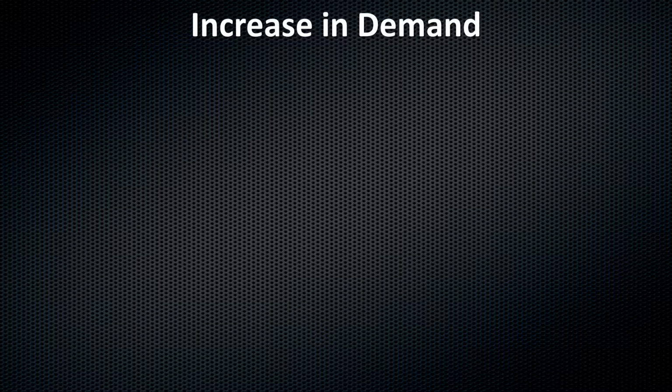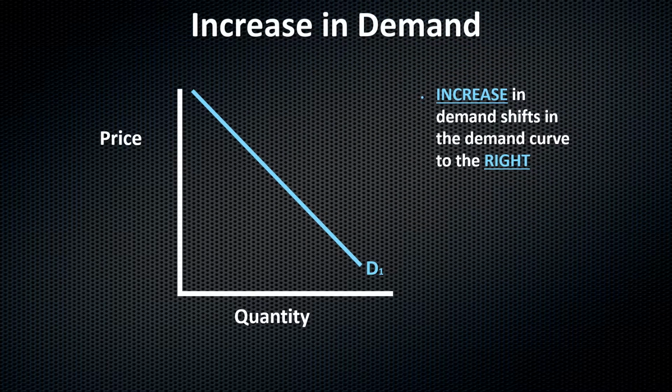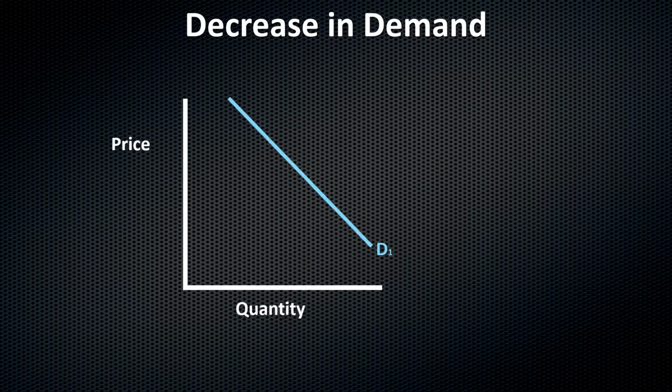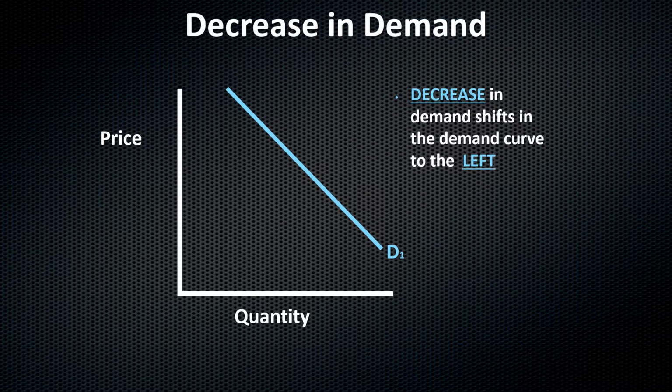All right, so increase in demand. What does that look like? All right, so I'm drawing in price and quantity. And I draw my D1 curve. An increase in demand shifts the demand curve to the right. So I'm going to draw in my arrows and I'm going to draw in my D2 curve. Next, let's look at decrease in demand. All right, so I'm drawing in price and quantity. There's my D1. Decrease in demand shifts the demand curve to the left. Draw my arrows to the left and draw my D2 curve.